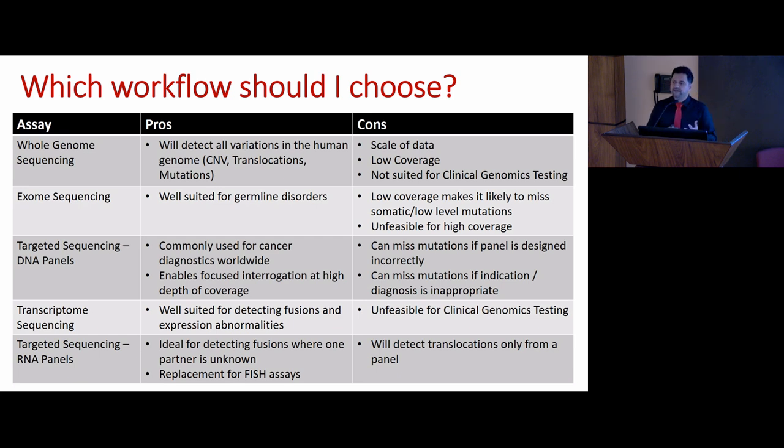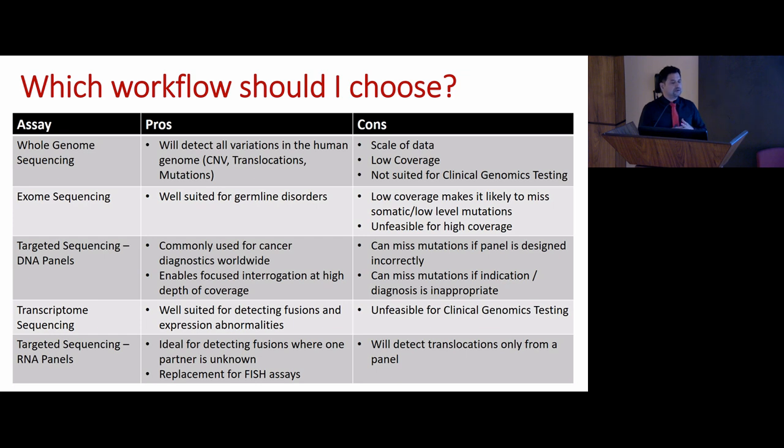Where we will go eventually one day is whole genome sequencing, wherein you can detect everything in one assay. You can detect most of the CNVs, translocations and mutations. The disadvantage is that it has a very high scale of data. If you run the whole genome on a regular server, the mapping alone can take anywhere between 5 and 7 days, because the scale of data is so huge. And still it is low coverage.